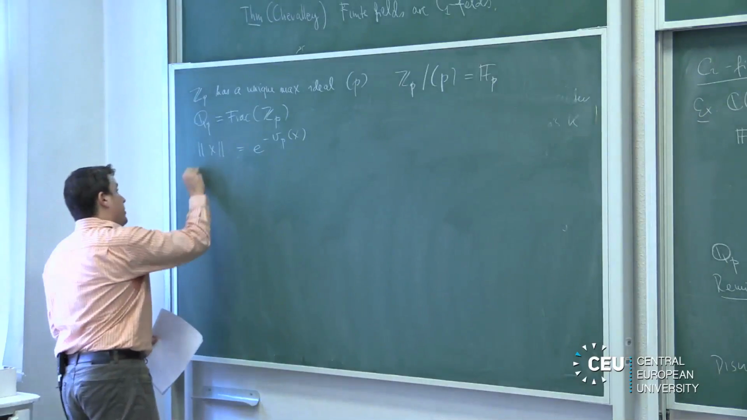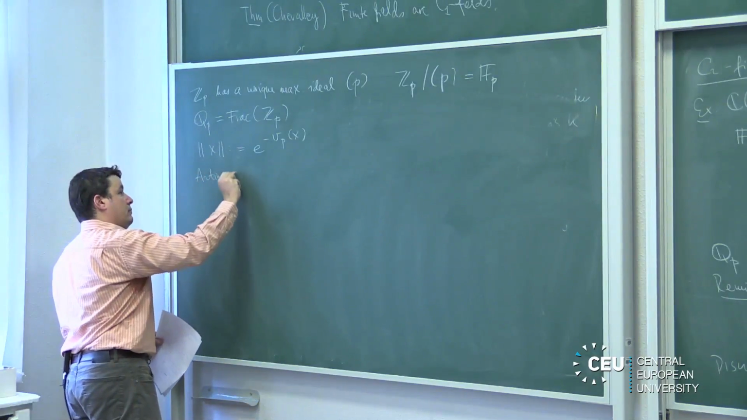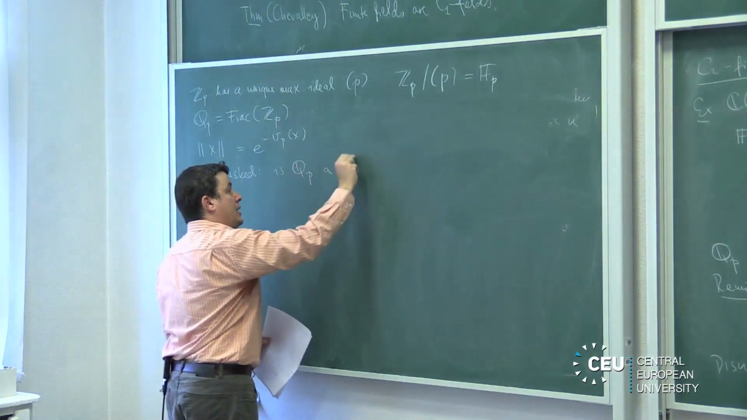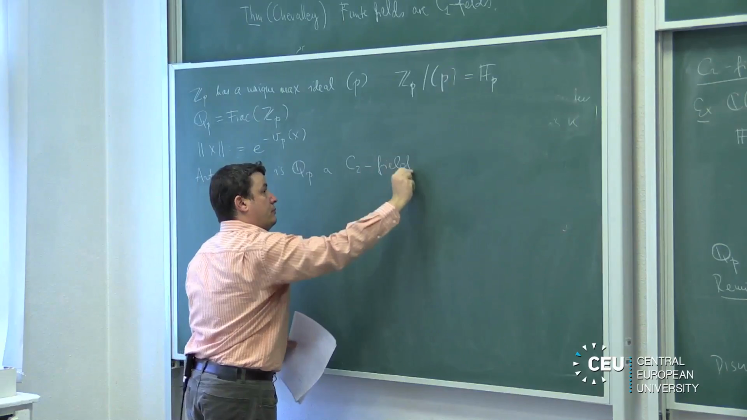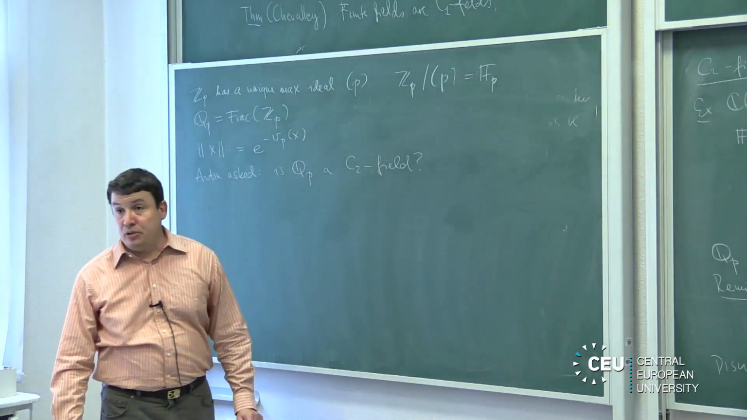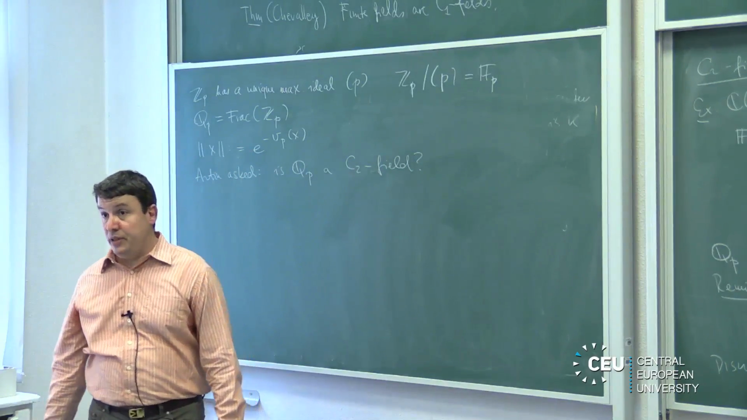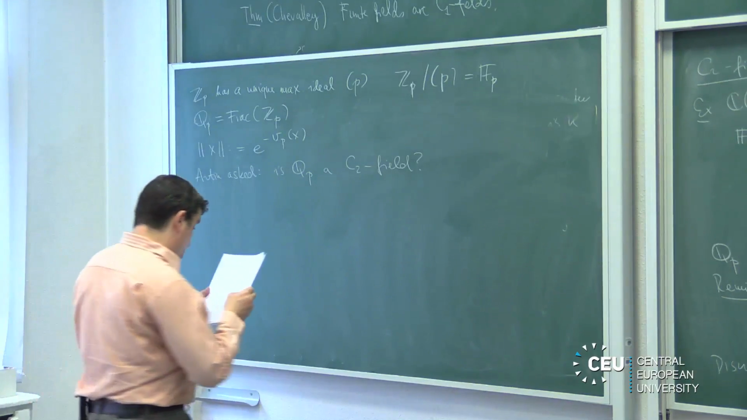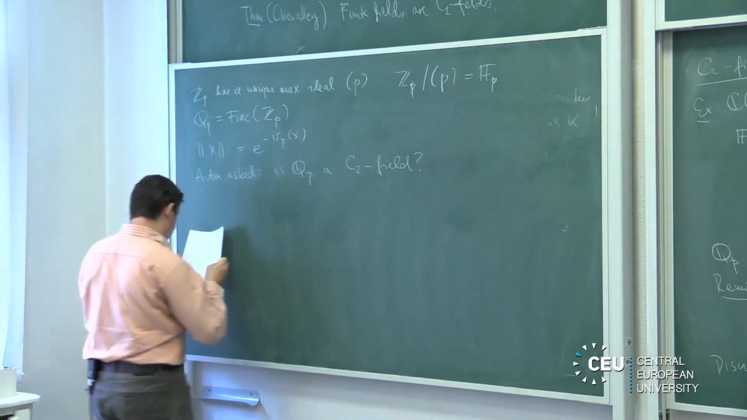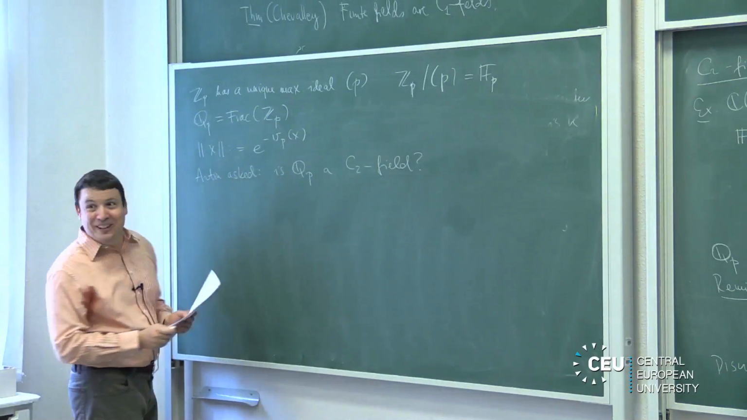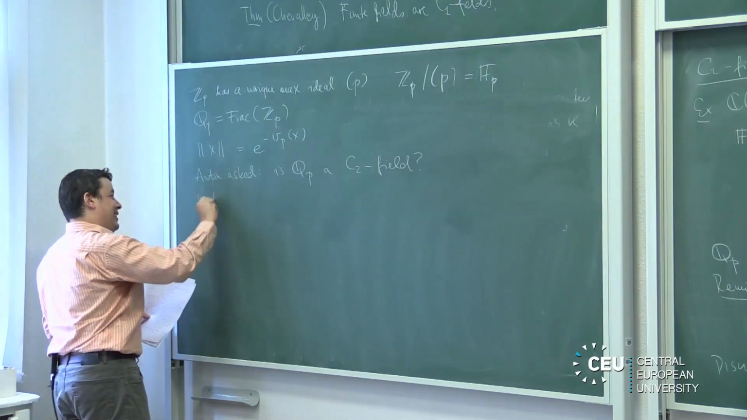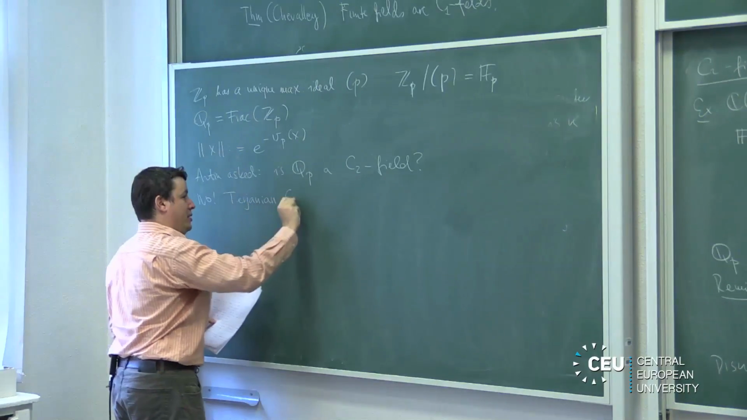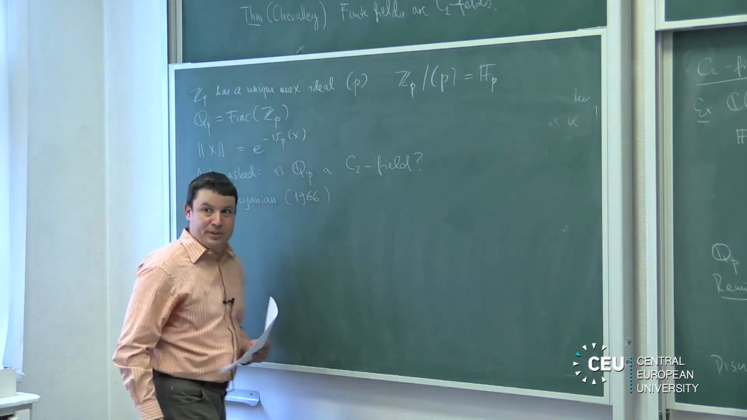So Artin asked, is Q_p a C2 field? I mean, this is a natural question since the Laurent series field is a C2 field, so is this a C2 field? And so the answer is, well, no. The first counterexample was given by Terjanian in 1966, so it was some 30 years later.